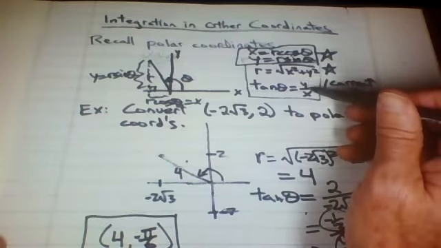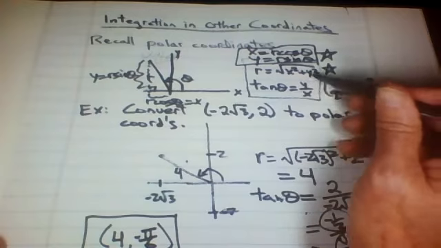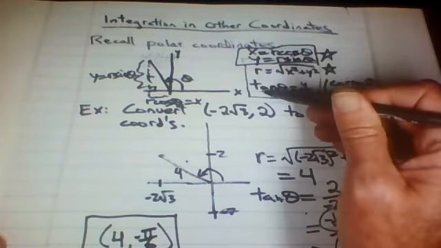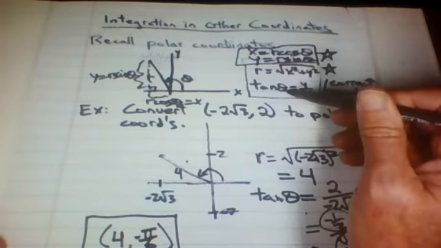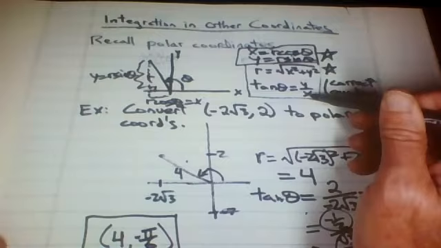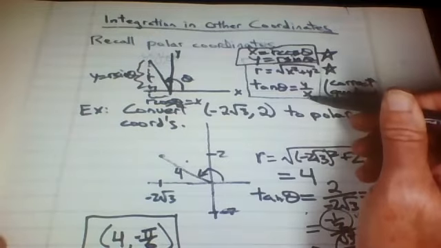All right, so here's how you convert from rectangular to polar. You have to be careful, though, remember, because if you take a ratio y to x and say tangent theta equals that ratio, there are 2 different angles that can be.